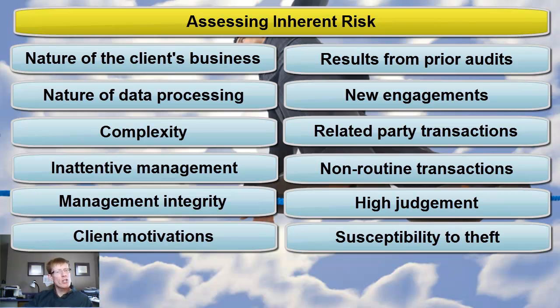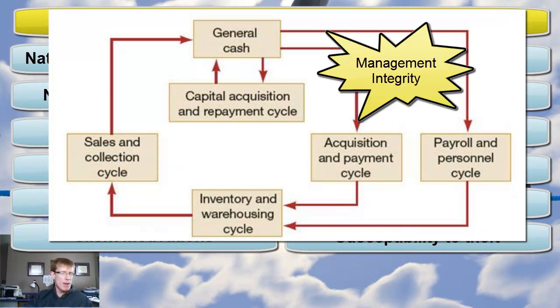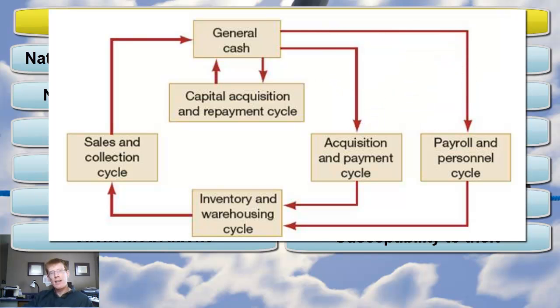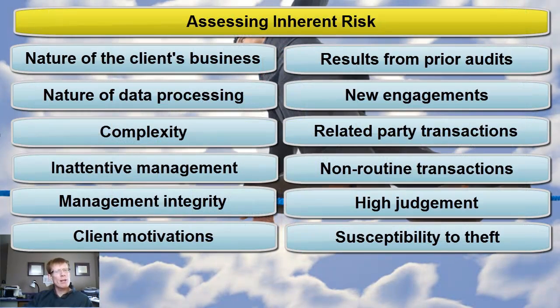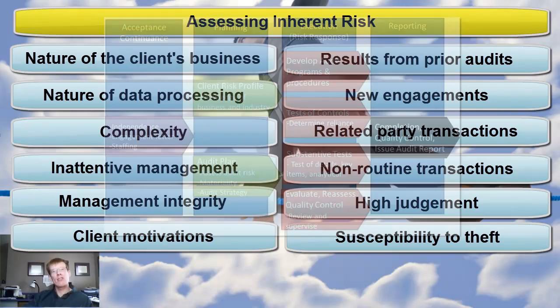Some of the factors we just discussed may affect many or perhaps all of the cycles, such as management integrity. Other considerations are account specific. Think of cash, which can be easily stolen or diverted and would only result in a higher inherent risk assessment for this account. Remember that inherent risk is not static. It's assessed during the planning stage, but it could possibly be reassessed during the audit if new information comes to light with respect to any of those factors that we just discussed.